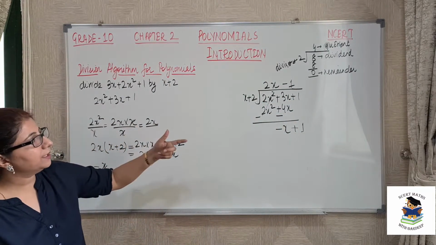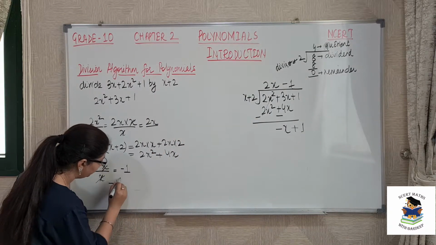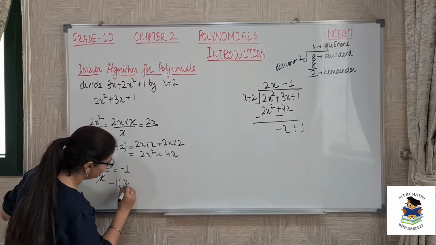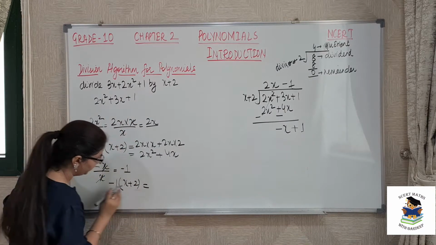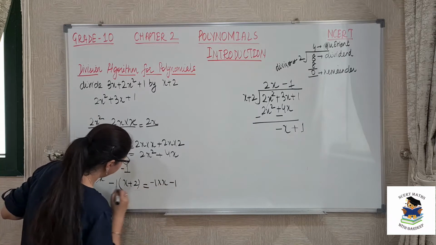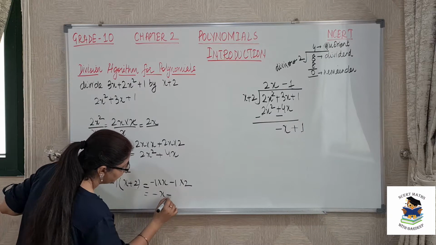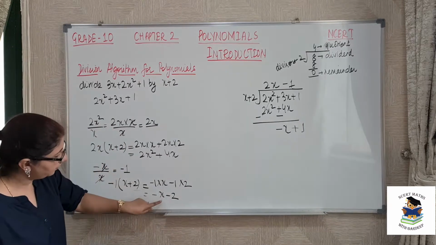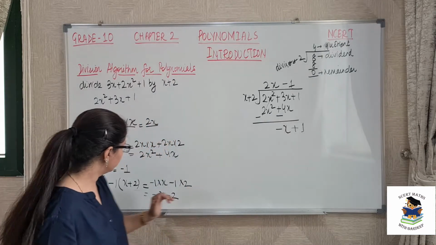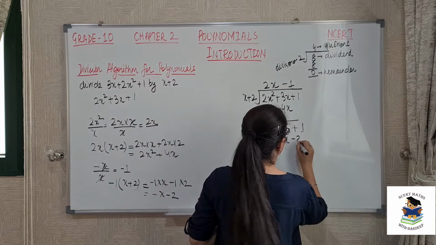So the third step is always to multiply the term that you got after division with your divisor, that is x plus 2. So now minus 1 into x, minus 1 into 2. So this is minus x minus 2. Again you can match this minus x should match with this minus x. So we will write it here, minus x minus 2.